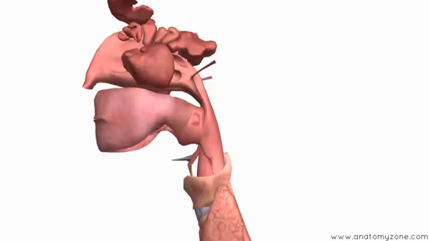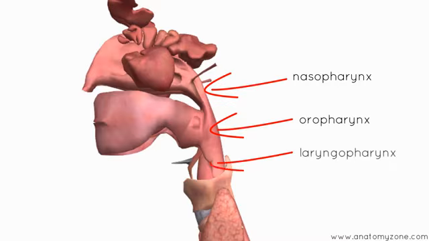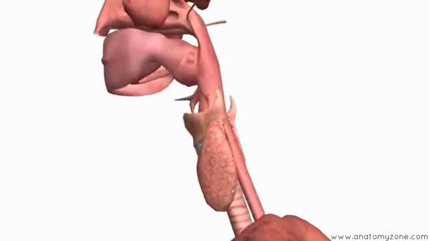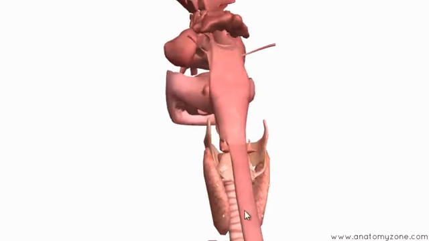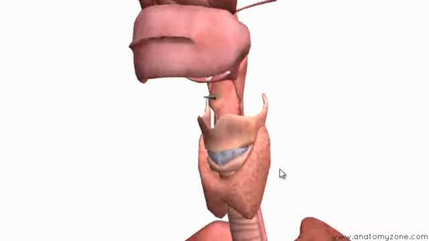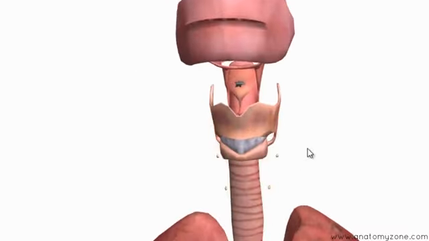So you've got three parts to the pharynx. You've got the nasopharynx at the top, the oropharynx, which is just behind the mouth, and the laryngopharynx, which sits inferiorly. So if I just rotate around, you can see the esophagus sitting posteriorly, and you can actually see the thyroid here. I'll just remove that and we'll take a look at the larynx.